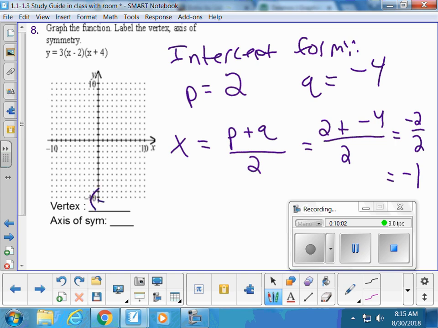How are we doing? Did I go too fast? I get excited. Everybody's okay? Very, very, very similar to the last one. Once you have that x coordinate of your vertex, you also have your axis of symmetry. And then you just need to do plug it in, plug it in. Plug that -1 in the original equation. So -1 minus 2, -1 plus 4. Give you a second to type that in.